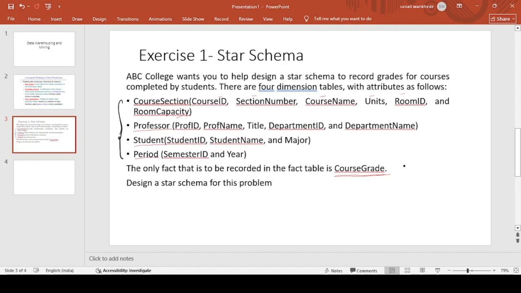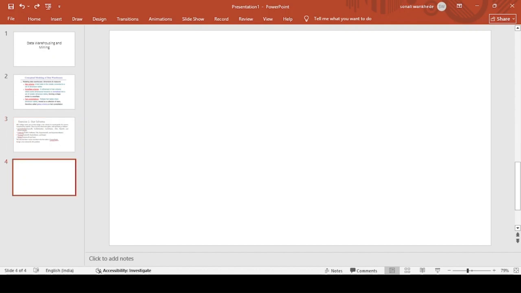But we also need a fact table. For the fact table we need one very important ingredient, which is called a measure. In the fact table, the fact which is to be recorded is the course grade. So course grade is the measure. This is the fact which has to be recorded in the fact table, and we have to design a star schema for this problem.